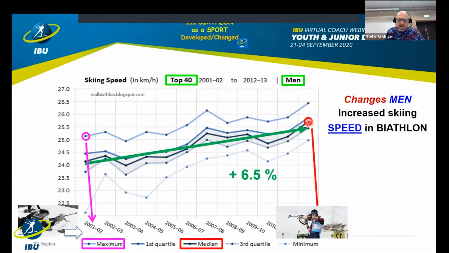And this median maximum, currently, is even higher than the maximum was in 2001. That's very interesting. So there's a really big change. This is the maximum value in 2001, and it is lower than the median value in 2014-15. That's really a tremendous change, and the skiing speed really tremendously increased.